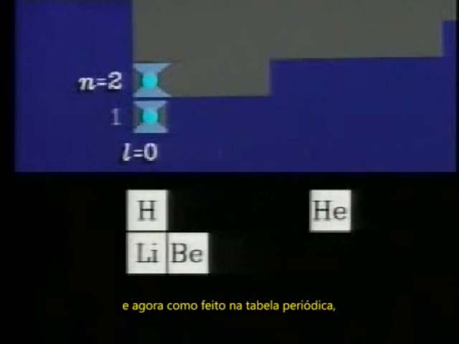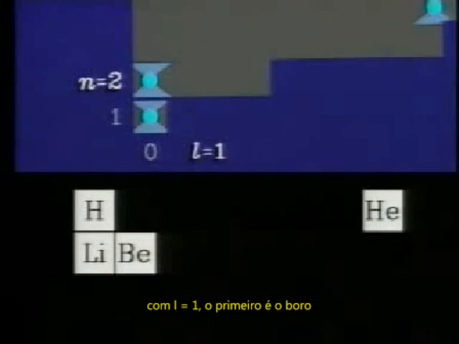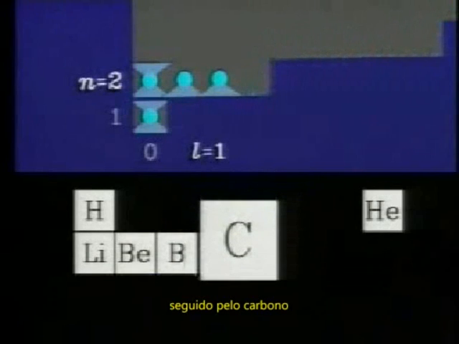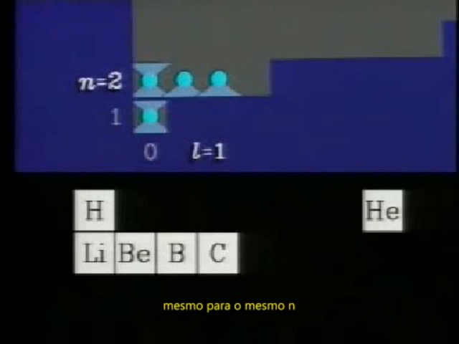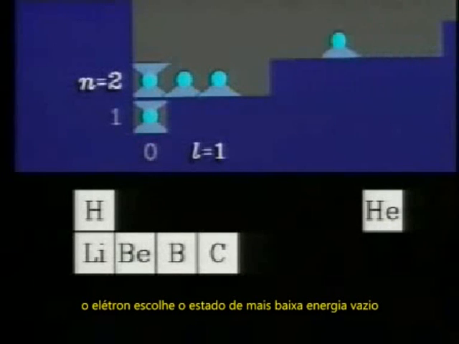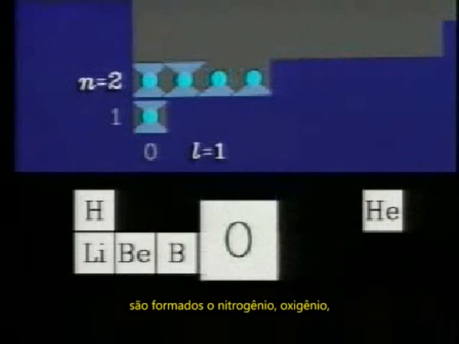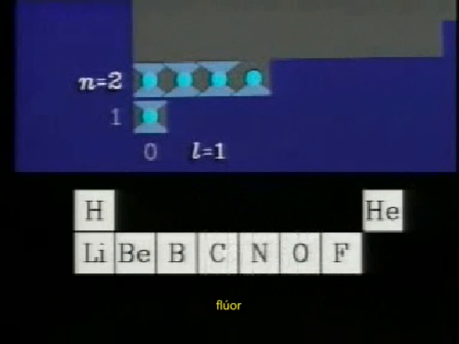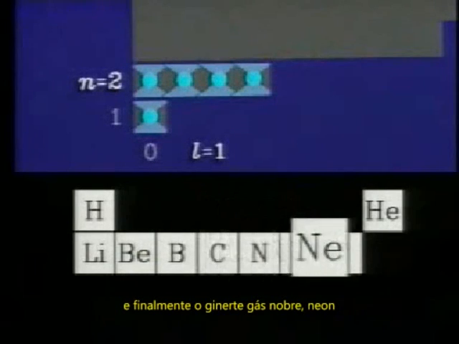Now room must be made in the periodic table for atoms with orbital angular momentum, quantum number L=1. The first is boron, followed by carbon. These states have slightly different energies, even for the same n, and as each element is formed, it chooses the lowest energy state available. Following that rule, the shell fills up with nitrogen, oxygen, fluorine, and finally, the chemically inert noble gas called neon.